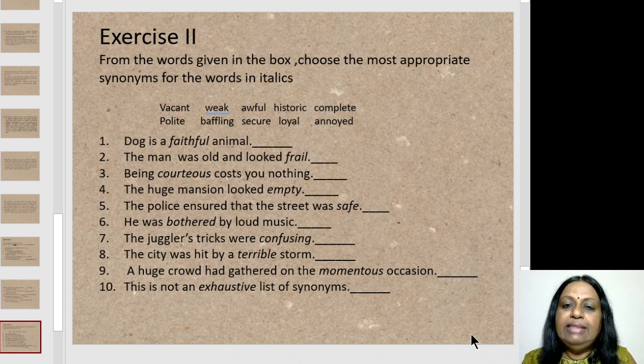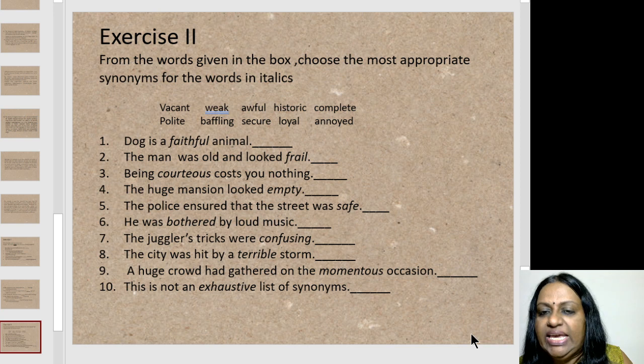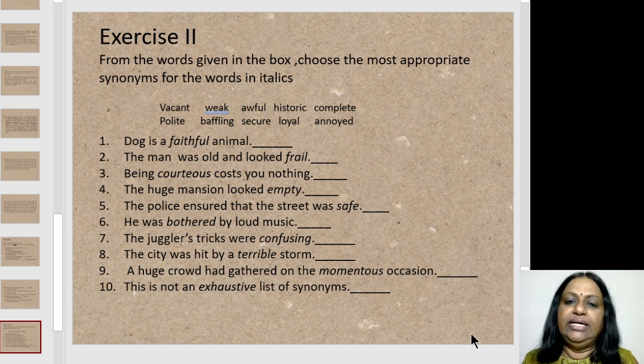W-E-A-K. Weak. The man was old and looked frail. The man was old and looked weak. Let's move on to the third gap fill.